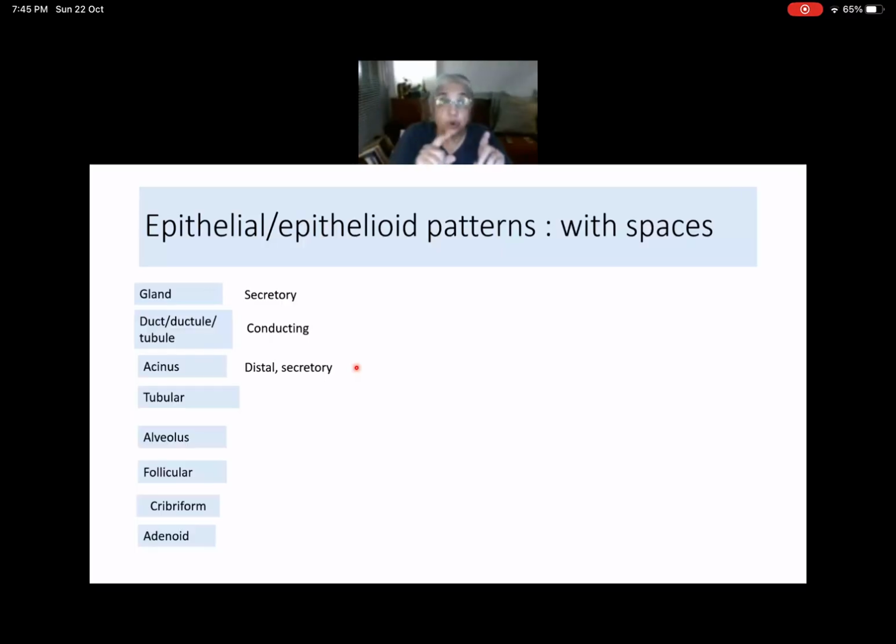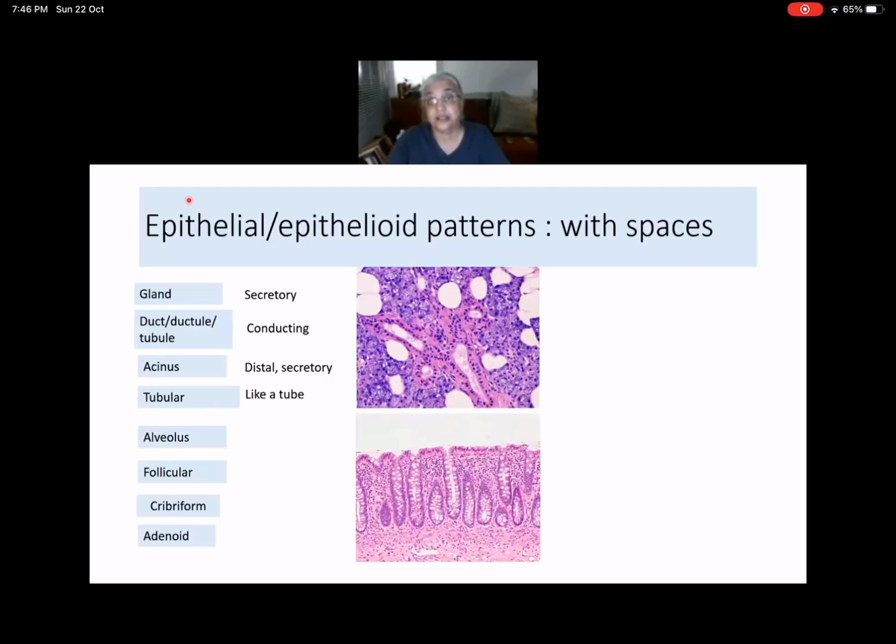So in the salivary gland, you have an acinus, right? And that acinus secretes. If it's a mucus secreting salivary gland, then it secretes mucin. If it is a serous gland, it will secrete serous fluid. But you don't call it a gland. You call it an acinus because it is absolutely terminal and it is throwing stuff into the ducts that carry it away. Tubules are like a tube. It's usually a duct, but glands can also have a tubular structure. That's something that you have to realize.